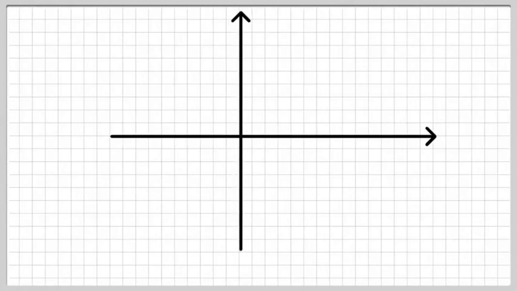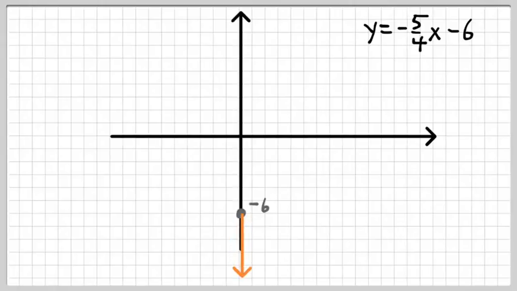The original line, y equals negative 5/4 x minus 6. As we said before, we start graphing that line at the y-intercept, 1, 2, 3, 4, 5, 6, negative 6. And then from there, we find another point by going down 5 and to the right 4. So 1, 2, 3, 4, 5, that takes me down 5. And then 1, 2, 3, 4, that takes me to the right 4. Here's my new point. And then I'll just draw a line through those 2 points, and there's our original line that was given to us in this problem.